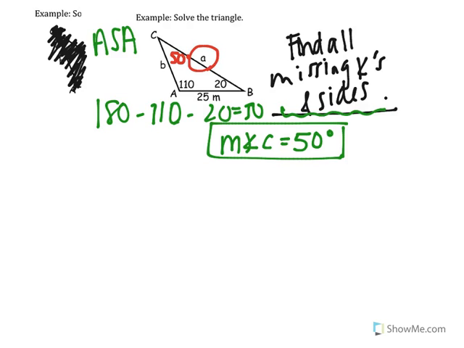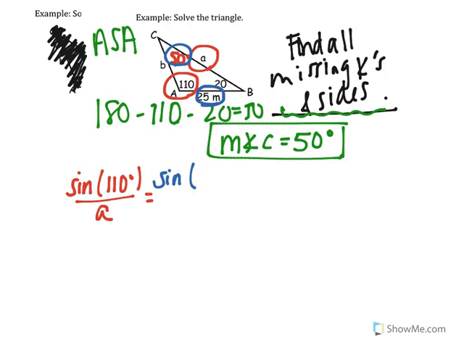So if I'm solving for A, that means I need to use angle A. So my first part of this equation is going to be sine of angle A, which is 110 degrees, divided by side A, which I'm trying to find. And then I need to use the side and the angle that are opposite each other that are both given. I do not know side B, so I can't use angle B. But I do know side C, and I found angle C. Those are what I'm going to use. So it would be sine of 50 degrees over 25.